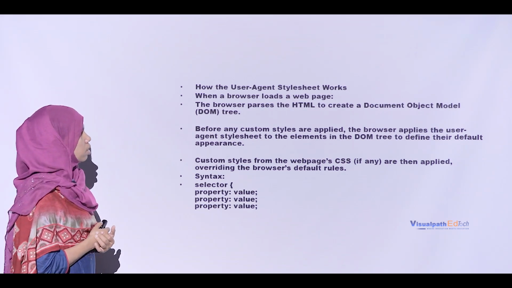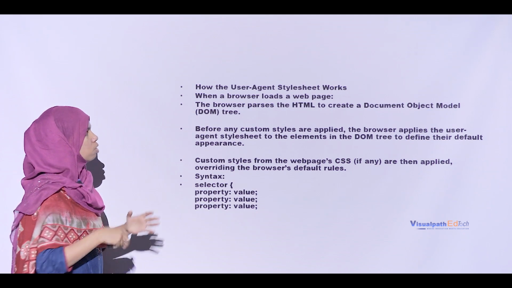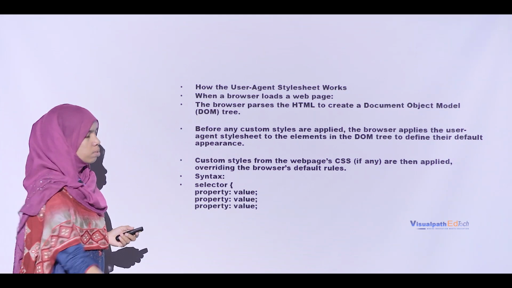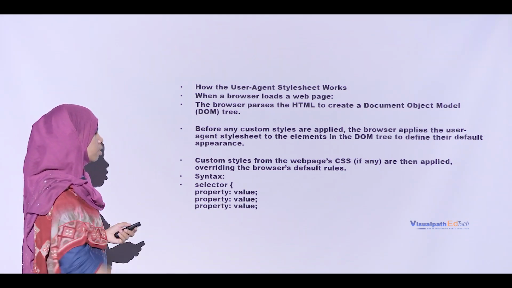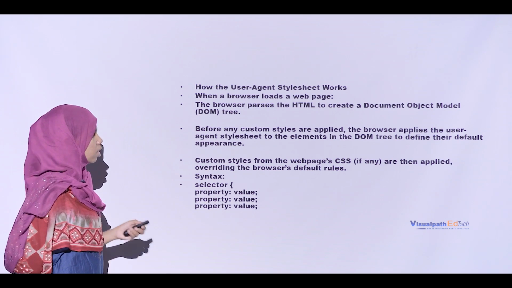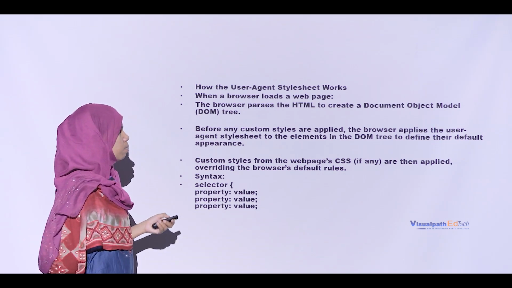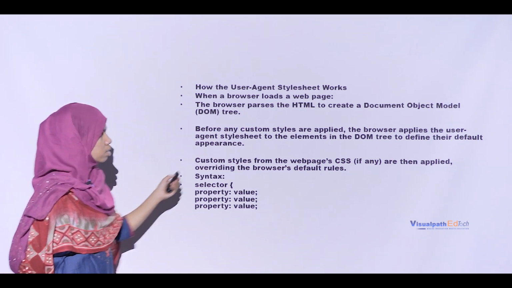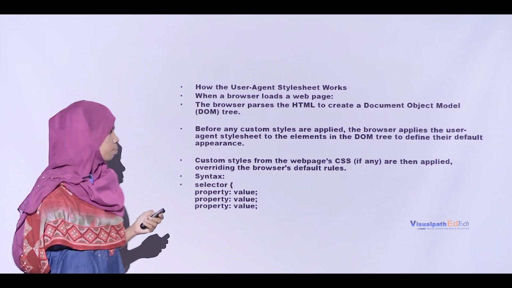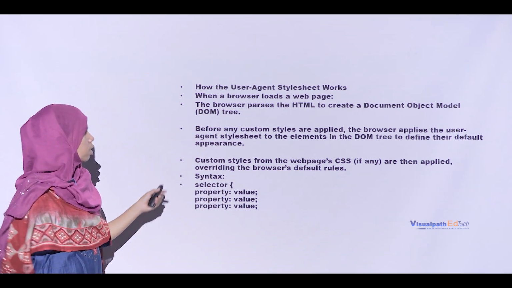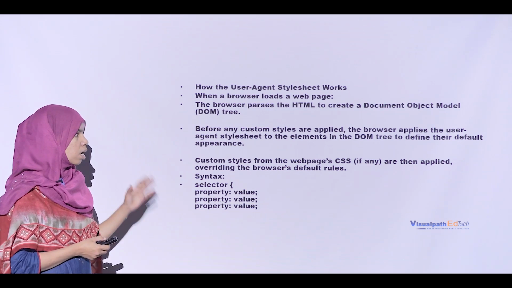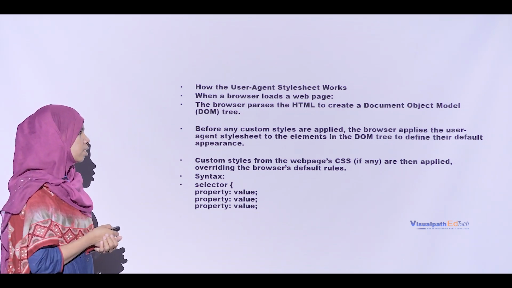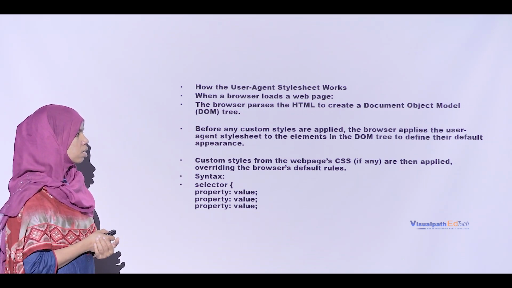So how the user agent style sheet works is, when a web browser loads a web page, the browser parses the HTML to create a DOM, that is a document object model. That tree will be maintained, and before any custom styles are applied, the browser applies the user agent style sheets to the elements in the DOM tree, and that's then the default appearance of the page given to the user. Now the custom styles upon the web page, written with CSS, will be applied, overriding the browser's default rules.